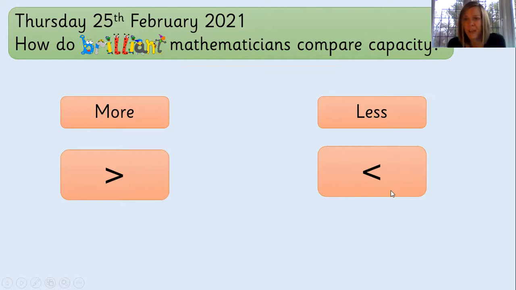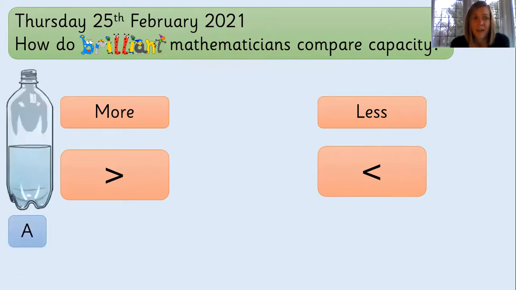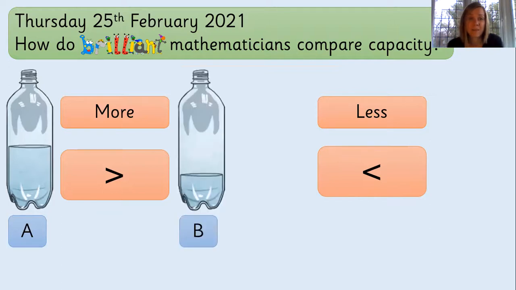But if I put my bottles back, I've got bottle A there, and because A has the most water in, I've put it next to the biggest side. And bottle B has got the smallest amount of water, so it has the small arrow. So can you see how the more full my container is, I use the bigger part of my arrow. So A is more than B.